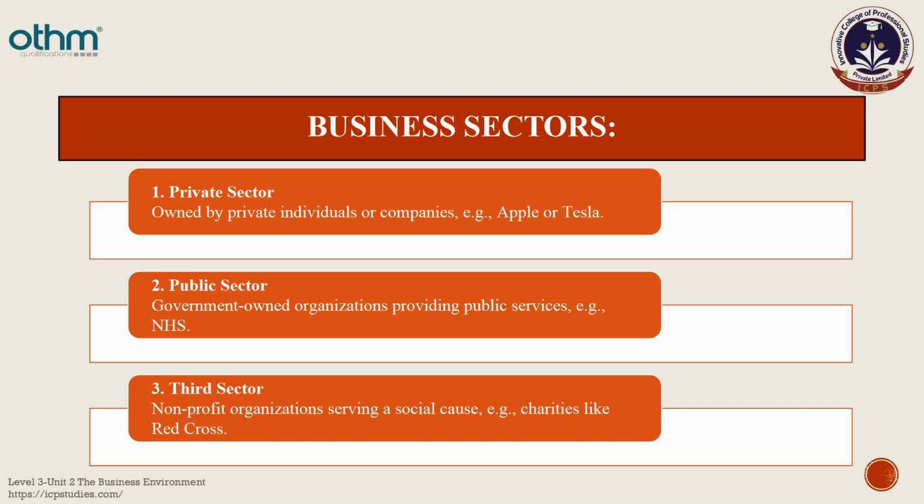For example, we have different private sector businesses here. We have Apple and Tesla, which are private sector businesses. Then we have public sectors. Public sectors are owned by the government and they provide different public services. For example, the NHS is one of the government organizations. Then we have the third sector. The third sector is basically non-profit organizations, and they serve any type of social cause. For example, charity organizations like the Red Cross.